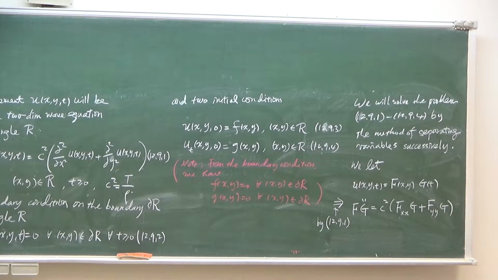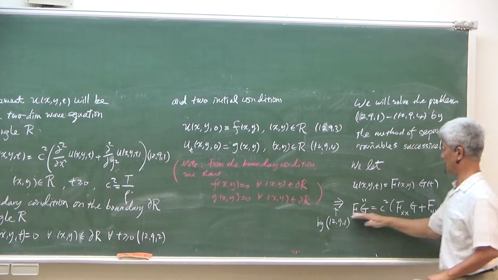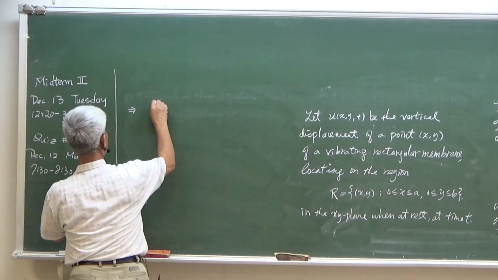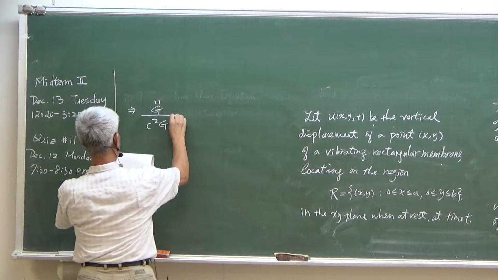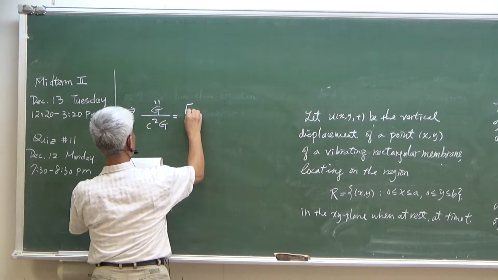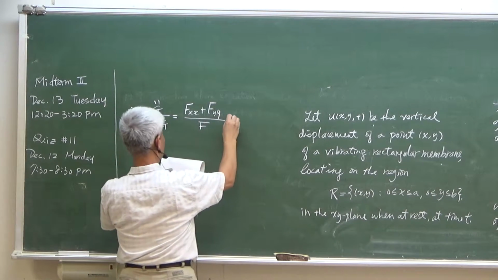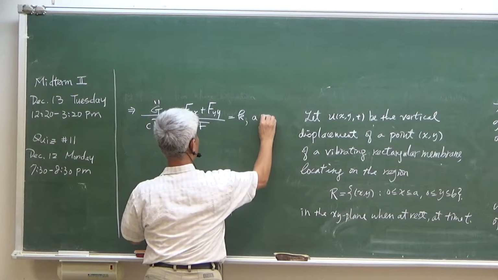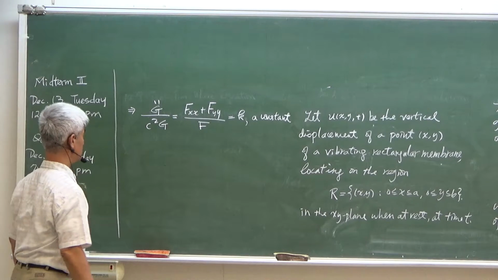So you divide this product on both sides. You will find that g double dot over c squared g equals f_xx plus f_yy divided by f is equal to k, a constant. Okay, which is a constant. So that is a constant.